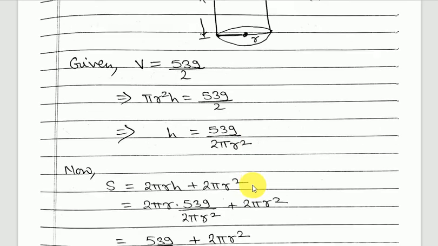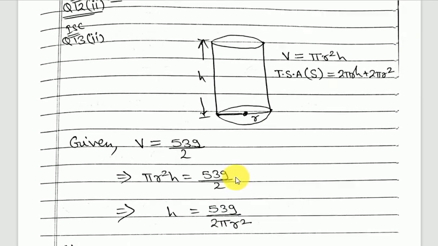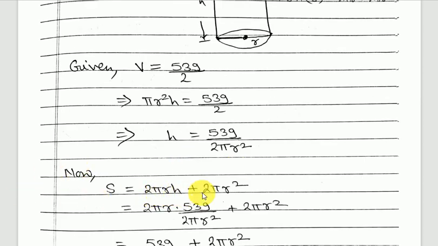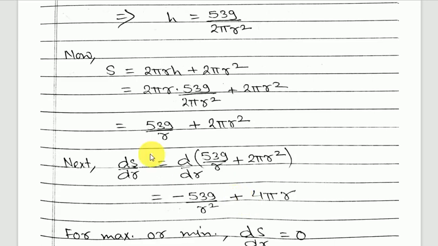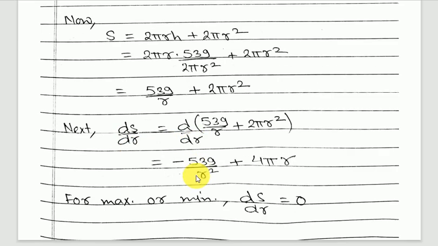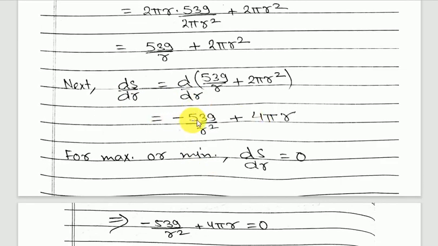Now this total surface area is 2 pi rh plus 2 pi r square. So we will replace this h by this. Now if you see, this expression of the total surface area is in terms of r. So now we will differentiate this S with respect to r. After differentiating, you will get minus 539 upon r square plus 4 pi r.